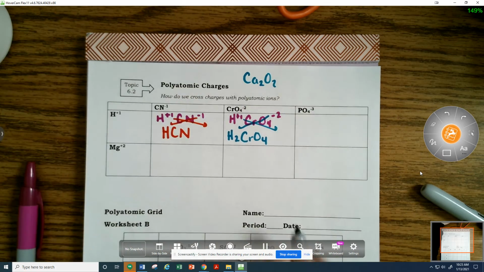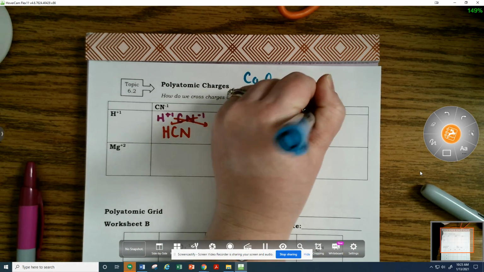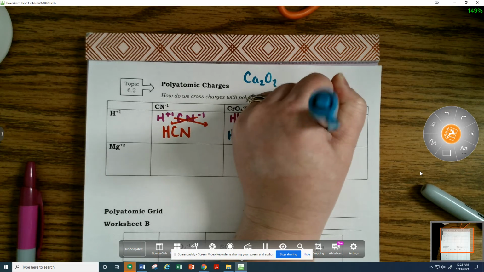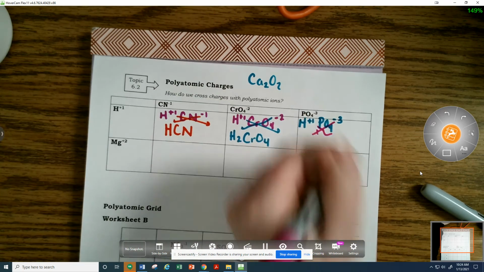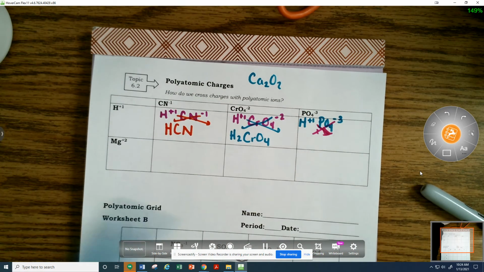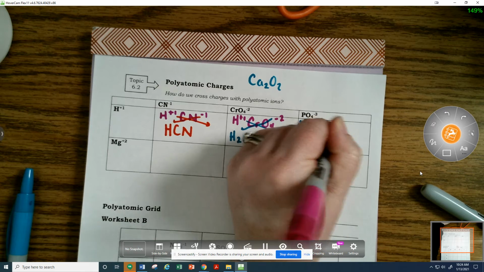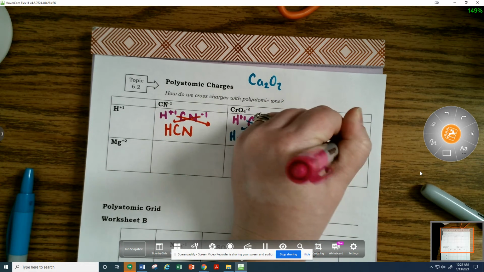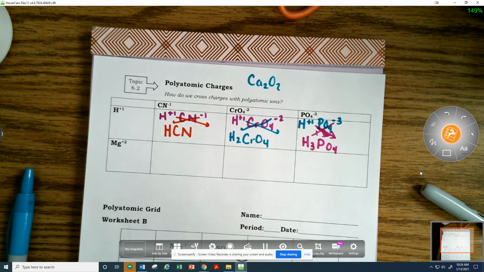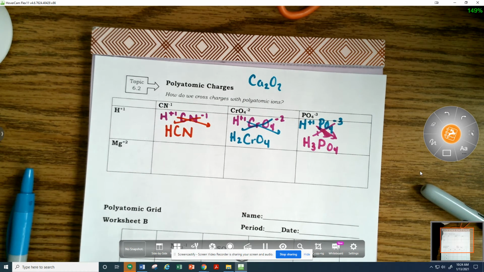Last example with hydrogen is H+1 with phosphate, PO4 -3. Again, we're crossing down. When we do that cross down method, we're bringing down a 3 to the hydrogen, and PO4 is getting a 1. So in this particular row, nothing new has really changed in how we write our final formula. In this next row, we are now crossing charges with polyatomics, but we're going to see that new rule come into play.